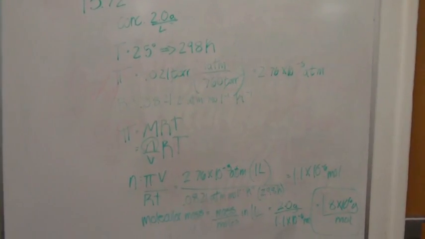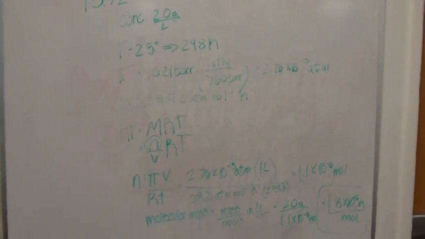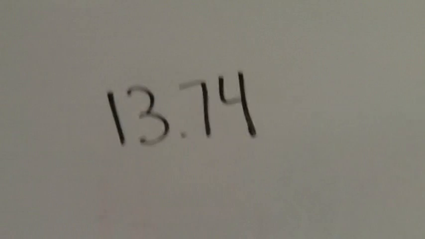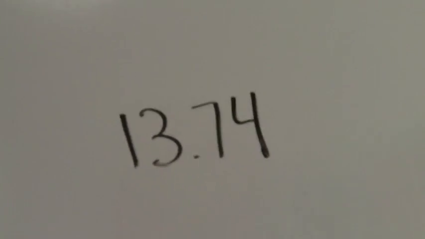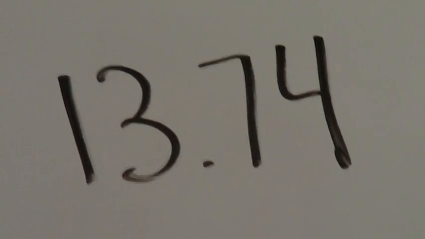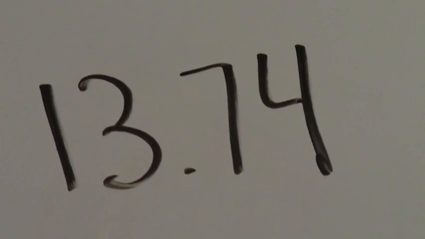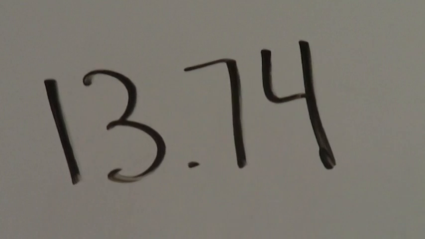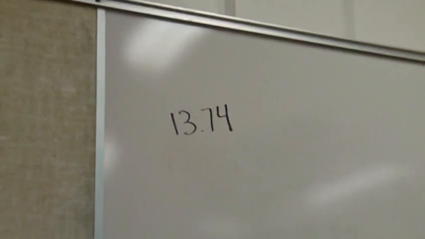Okay, 13.74. The vapor pressure of water at 20 degrees Celsius is 17.5 torr. At that temperature, what would be the vapor pressure of a solution made by dissolving 23 grams of sodium chloride in 0.1 kilograms of water, assuming complete dissociation of the solute in an ideal solution?